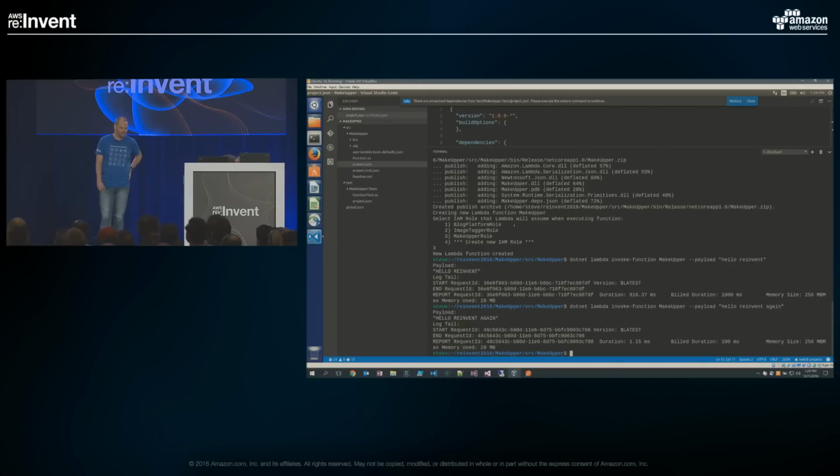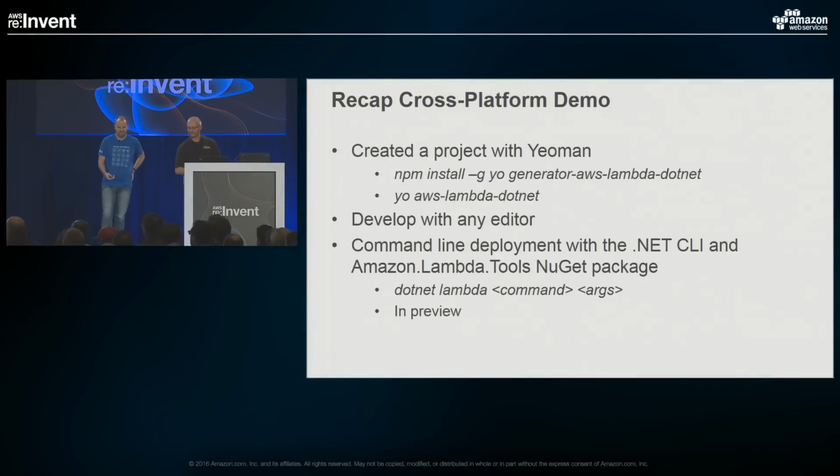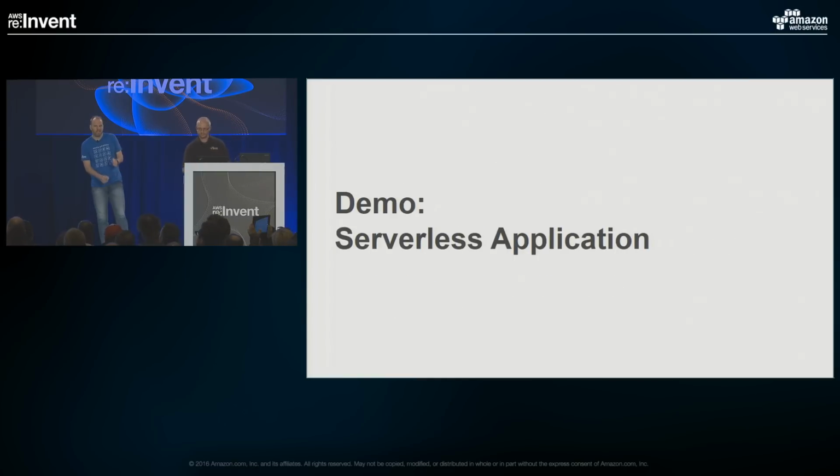Okay, let's go back and recap. We showed that on platforms outside of Windows, we can use Yeoman to create our project skeletons, with our new generator that you can install and is easy to run. Again, we're developing with any editor. Deployment's done with a command line tool, a NuGet package that we activate when you add the reference to your project JSON file; it automatically downloads, and we have the commands to run. Cool. Okay. So the next demo we're talking about is the serverless application.